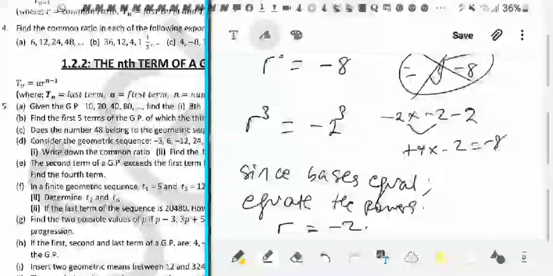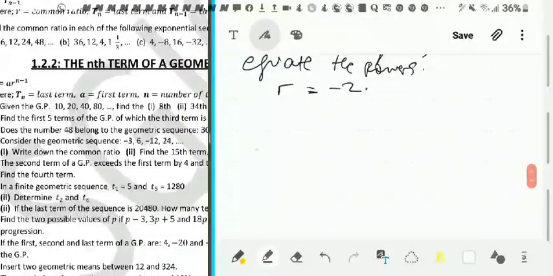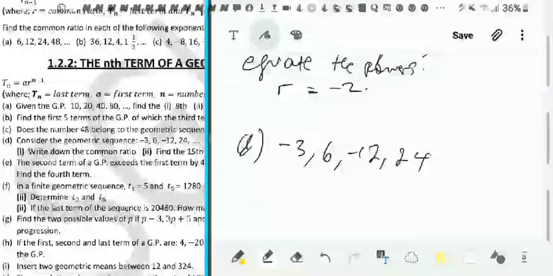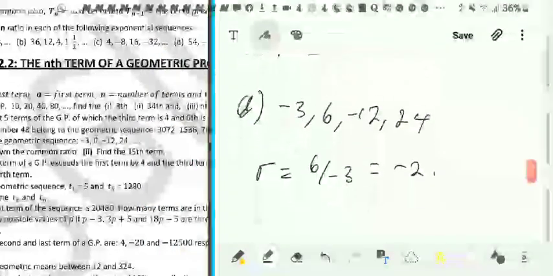D. Consider this geometric sequence: negative 3, 6, negative 12, and 24. Write down the common ratio. What's the common ratio? R equals what? 6 divided by negative 3, which is equal to what? Negative 2. Find the 15th term.